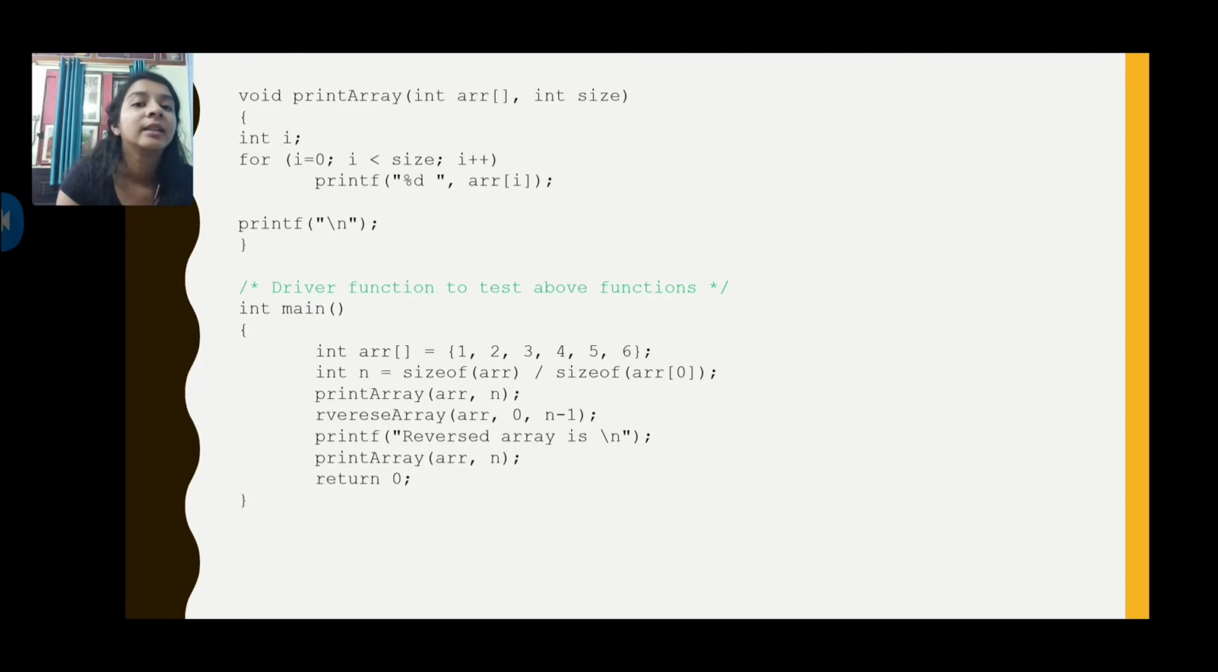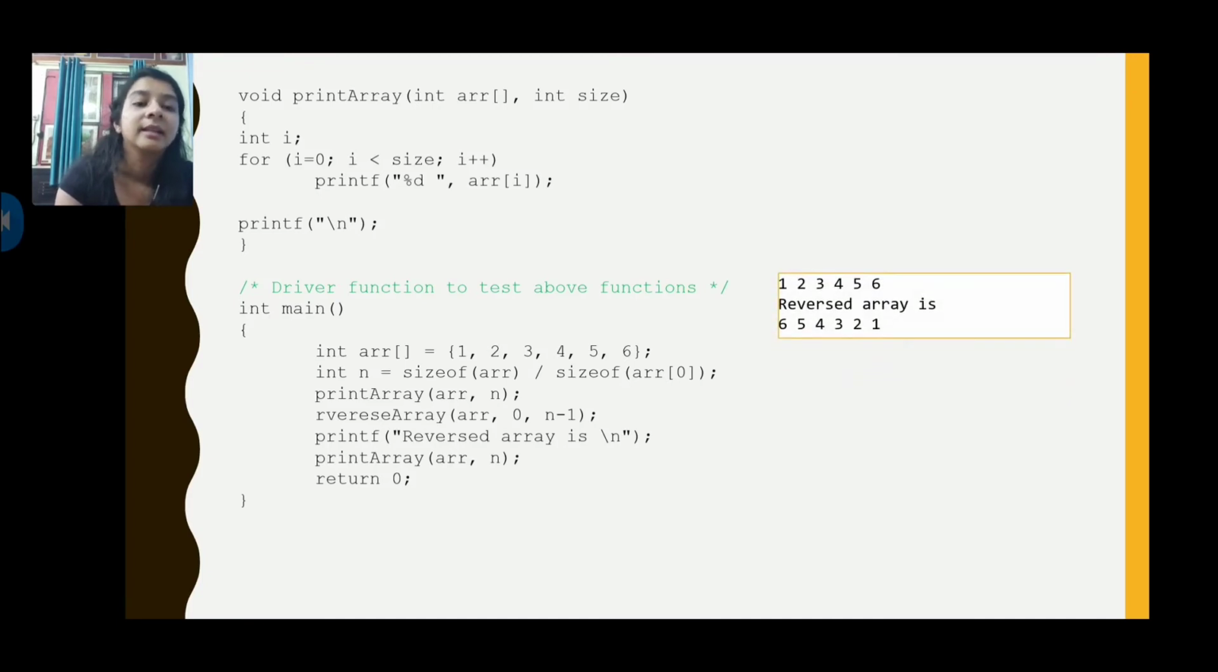That is how the size of an array is calculated: the total size divided by the size of each element. It's a basic formula. Then the reverse array function is called, and it returns all the values, and then the values are printed. So this is the syntax of reversing an array.